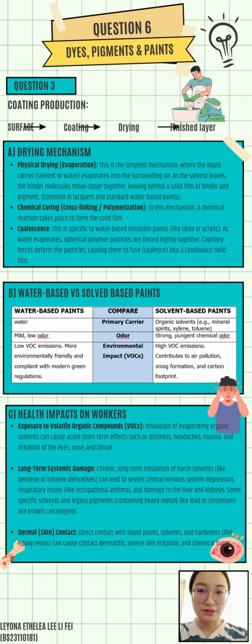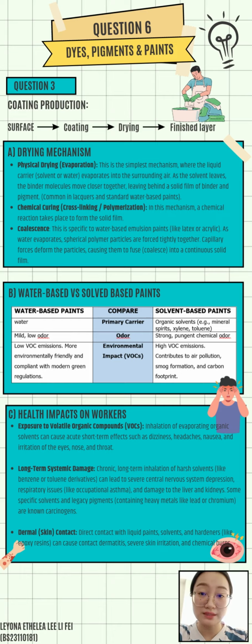Question 3 is the coating process. In A, explain the drying mechanism. Firstly is physical drying, which is evaporation, where the liquid carrier, solvent or water, evaporates into the surrounding air. Second is chemical curing, which is cross-linking and polymerization. In this mechanism, a chemical reaction takes place to form the solid. Lastly is coalescence. This is specific to water-based emulsion paints like latex or acrylics. As water evaporates, spherical polymer particles are forced tightly together.